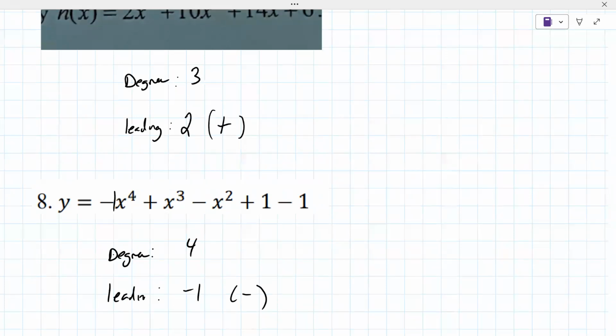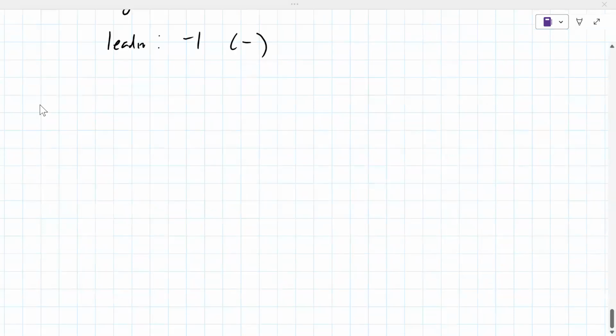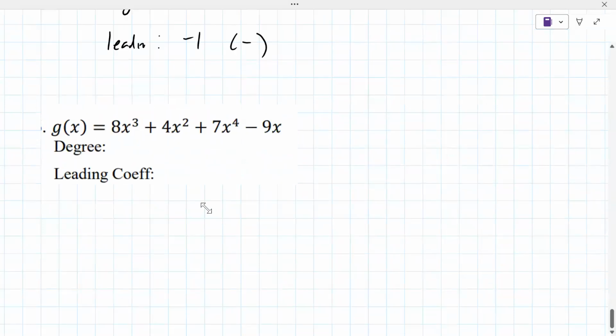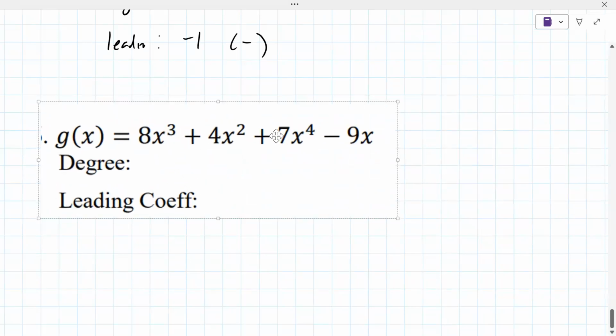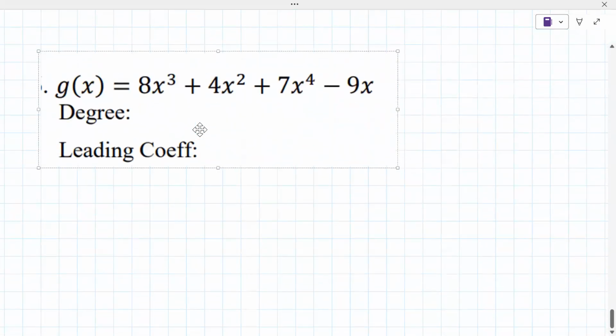All right, now one of the things that they will do, and you'll see that in this problem here, is that sometimes they don't put the leading coefficient in the leading coefficient position. You have to scan the whole thing and figure out where it is. So what would the degree of this one be? What about the leading coefficient? The degree would be 4, and so the leading coefficient would be 7. Yes. Don't care, don't care.